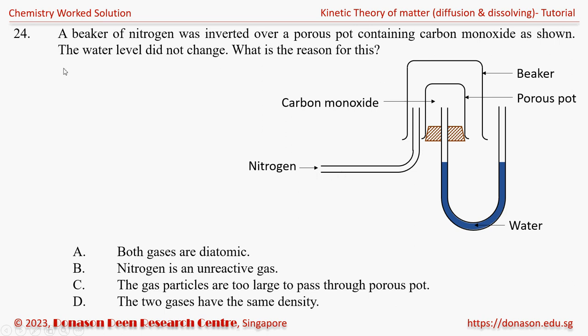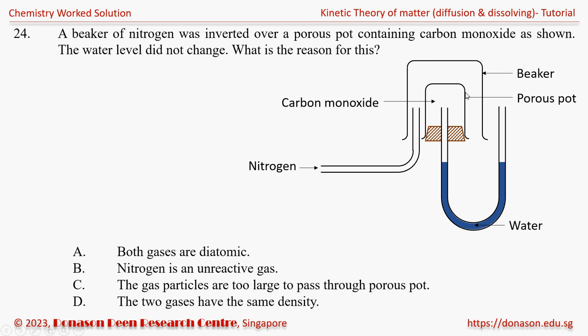But when this happens, the water level did not change, and the question is asking, what's the reason for this? Of course, if more nitrogen from outside has gone into the porous pot, obviously the water level on the left hand side is going to drop and on the right hand side is going to go up. If carbon monoxide has diffused out much faster compared to the nitrogen, then obviously the water is going to be sucked in. The water level on the left side of the limb is going to go up.